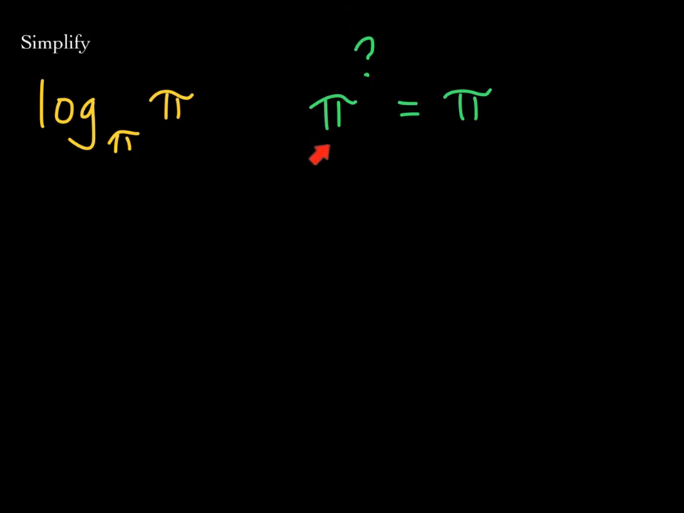And so I hope you look at this and think, oh, 1. If I raise pi to the power of 1, I'll just get pi. So then my answer is 1. Log base pi of pi is equal to 1. If you reference the properties that we were just talking about, this would be property number 2, where the base and the argument match. And you always get 1.